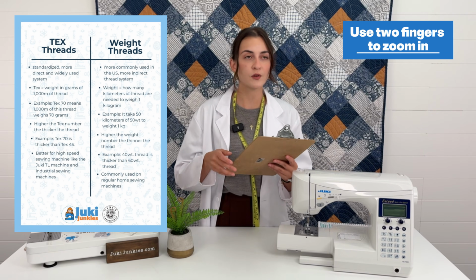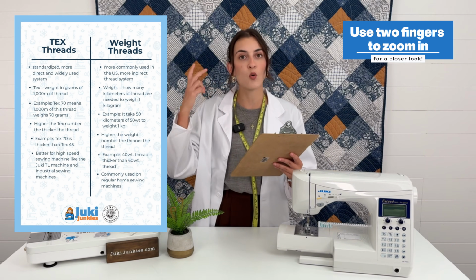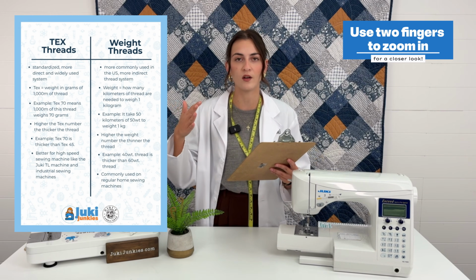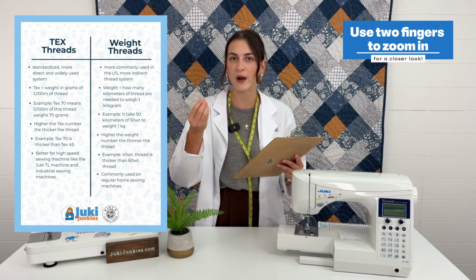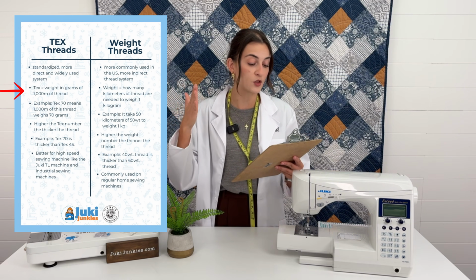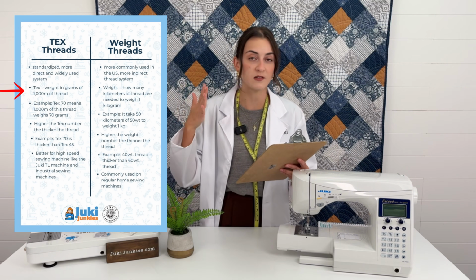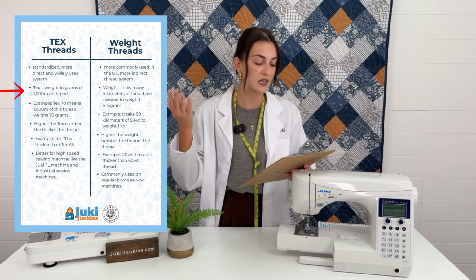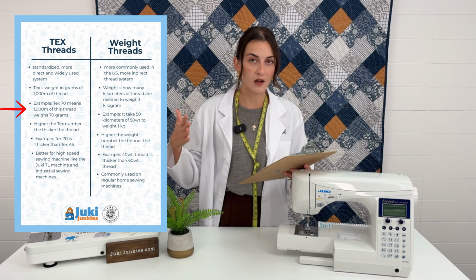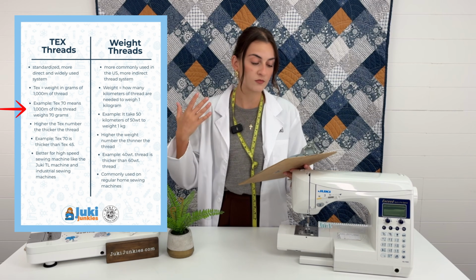So industrial thread, sometimes when you think of Tex, we think it's more industrial, but that's not always necessarily true. There's a really wide range of Tex threads that you can buy. It's just another way to measure the thread. So how do you measure it? Tex equals the weight in grams of 1,000 meters of thread. All right, so let me give you an example. Tex 40 means that in 1,000 meters of thread, it weighs 40 grams.